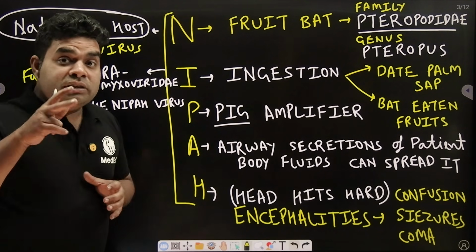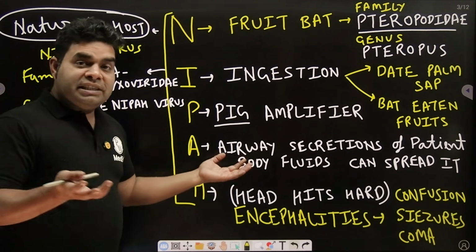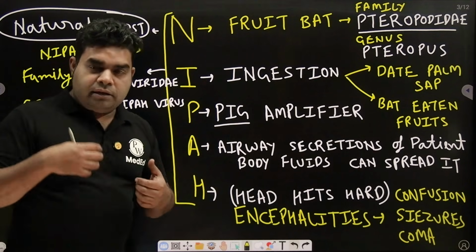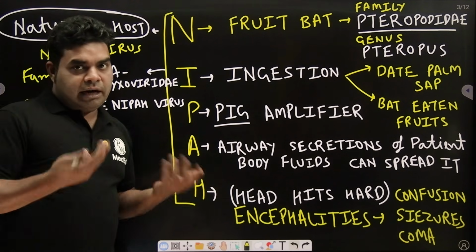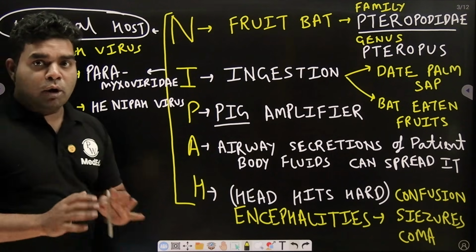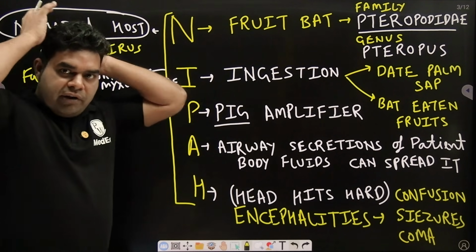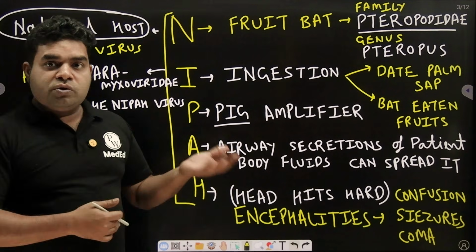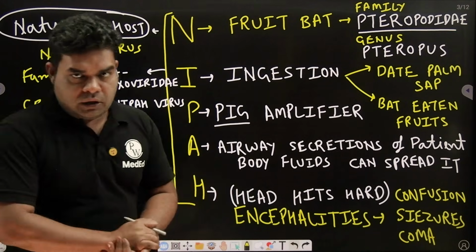Then, if there is a patient who has Nipah infection, the secretions from the patient's airway, like saliva or droplets, can come to our respiratory pathway and we can be infected. But the main problem is Nipah causes encephalitis, it strikes our head, and it leads to all the symptoms of encephalitis, starting with confusion, then seizures, and coma, and death can also occur, of course.